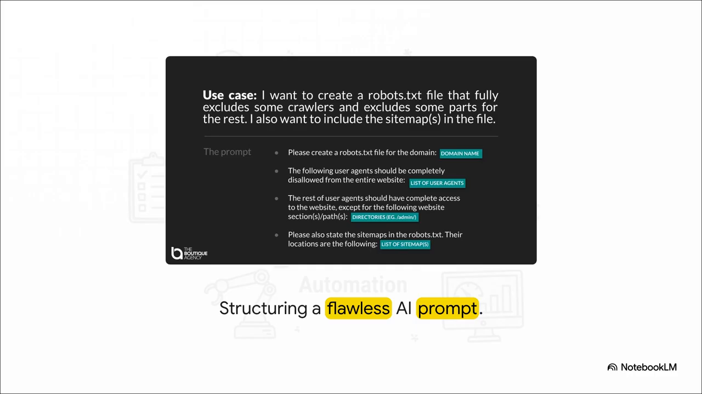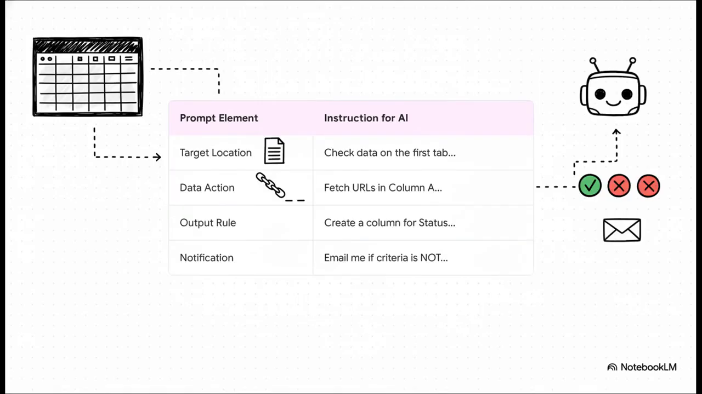But here's the catch. The secret is all in the structure. To get flawless code, you have to explicitly dictate the domain, the exact user agents, the target directories, and the sitemaps. Look, vague prompts are going to get you buggy code. Structured prompts, those get you perfect automation. Being extremely explicit about your spreadsheet architecture is key here.